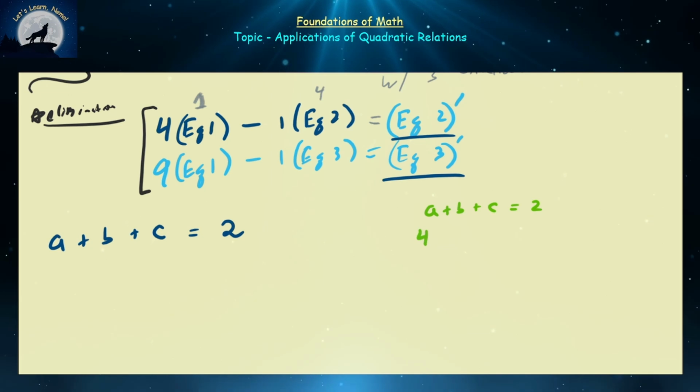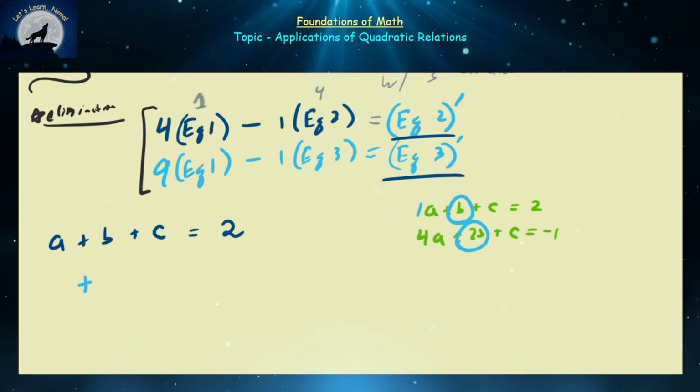Let's take a look at equation 2: 4a + 2b + c is equal to -1. So 4 times 1 minus 1 times 4 is equal to 0a, so we're not going to have any a's in the second equation. Now we're going to be doing 4 times 1 minus 1 times 2. So 4 minus 2 is equal to 2b. And then 4 times 1 minus 1 times 1 is equal to 3.